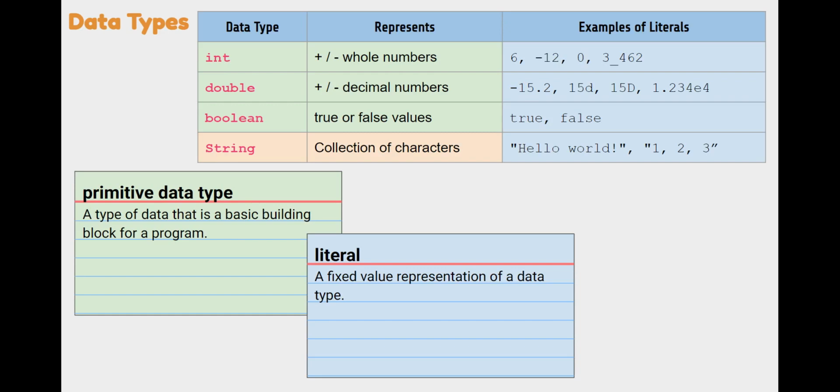And then our final primitive data type is boolean, all lowercase. Those are just our true false values. We only have two literals for that. We have true and we have false.